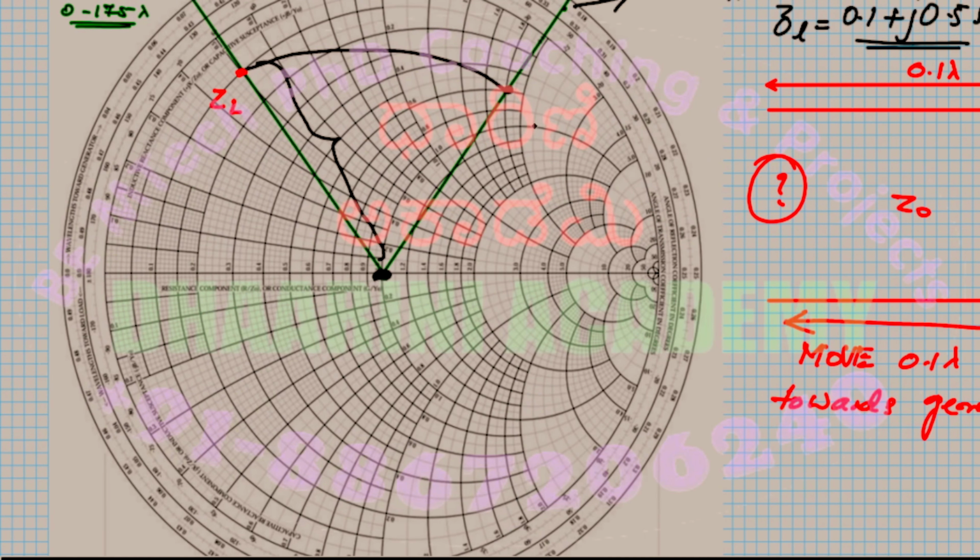So what we get here is Z equals 0.4 plus j, what X value are you getting? I think approximately 1.8. That's fine. So we got that answer.